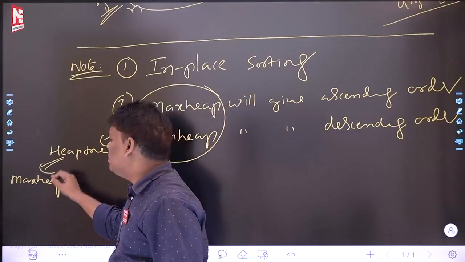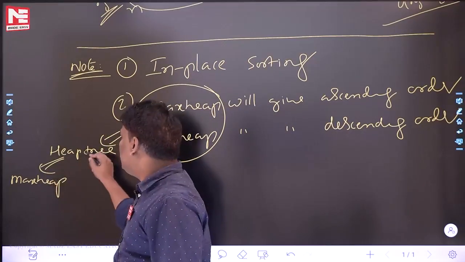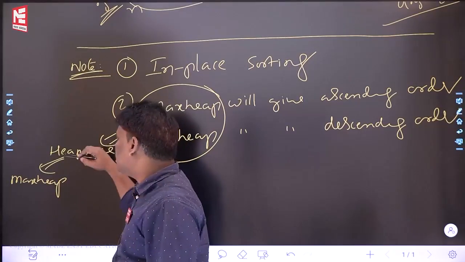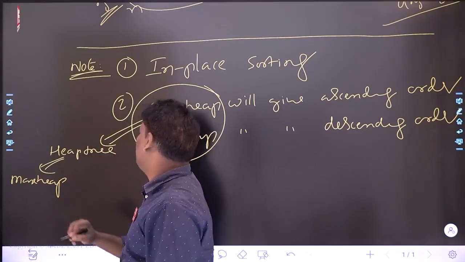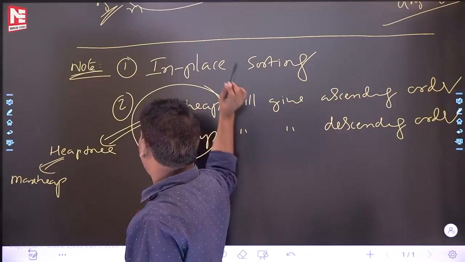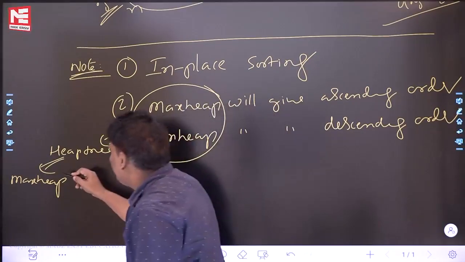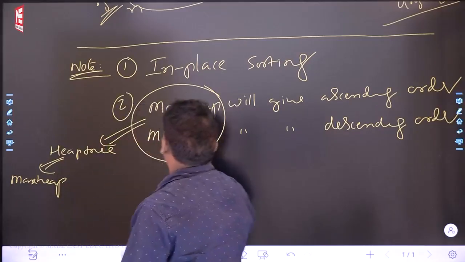Please be careful because he is giving ascending order. Heap tree means actually min heap, max heap both will come. But which tree will give ascending order? Max heap. So heap tree means max heap. If you say in the exam max heap, go max heap. If you say in the exam min heap, then go to min heap. If you say heap tree, max heap, because he will give ascending order.